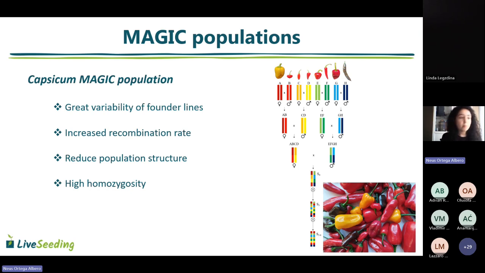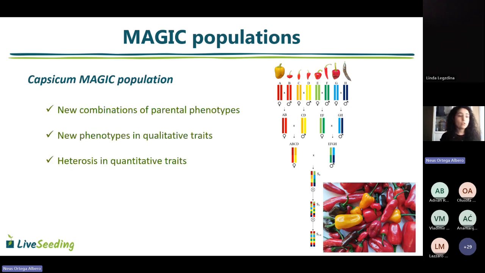However, we performed a preliminary analysis in the third selfing generation to see how the population was evolving. We used morphological descriptors for plant, leaf, flower, and fruit, and we observed a high recombination of the phenotypes, giving rise to new combinations of the parental phenotypes not observed before, new phenotypes for qualitative traits that were not observed in the parental lines, and also heterosis in quantitative traits like fruit weight and plant height.